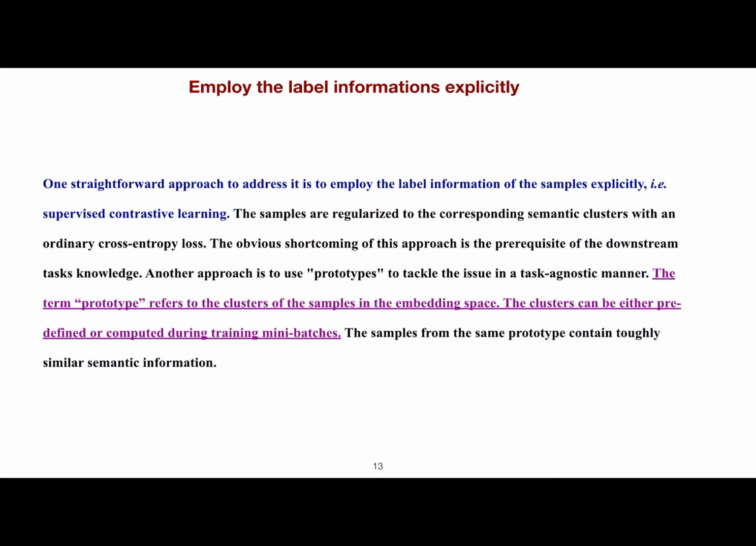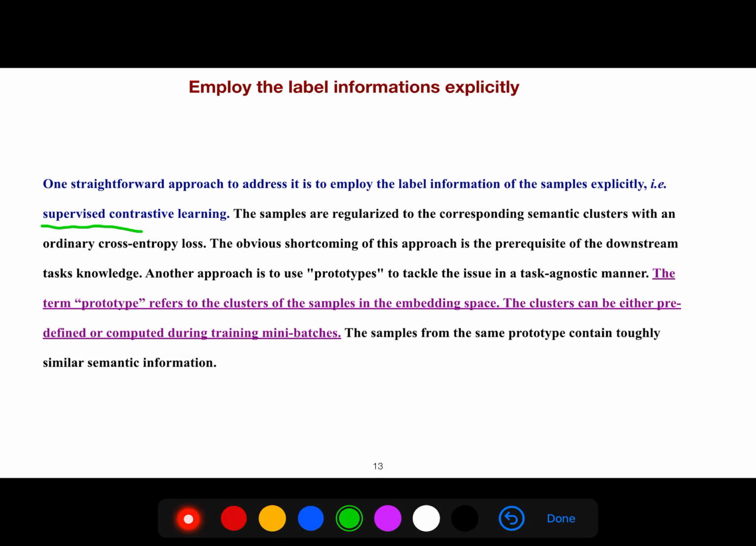So one straightforward approach to address this is to employ label information of samples explicitly, that is, supervised contrastive learning, like the siamese LSTM or Sentence-BERT in 2019 by Reimers and Gurevych in Darmstadt, I think. The samples are regularized to corresponding semantic clusters with an ordinary cross-entropy loss. The obvious shortcoming of this approach is the prerequisite of downstream task knowledge.